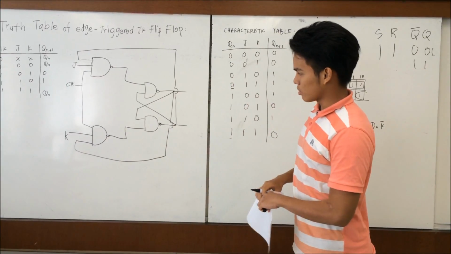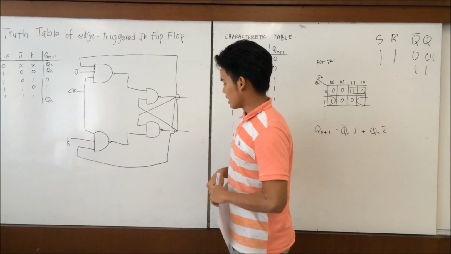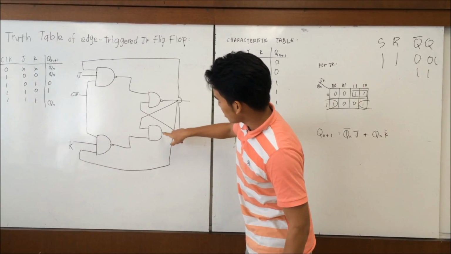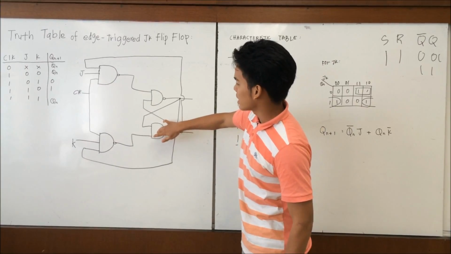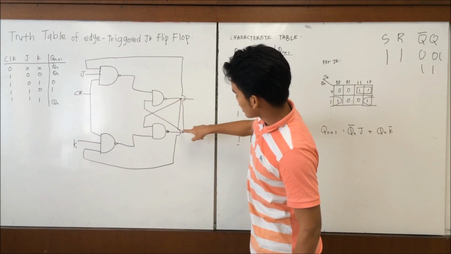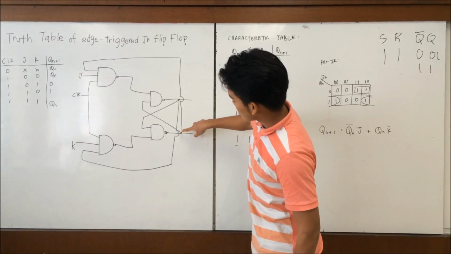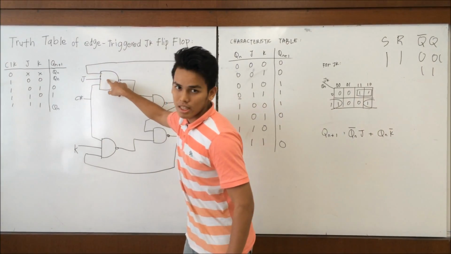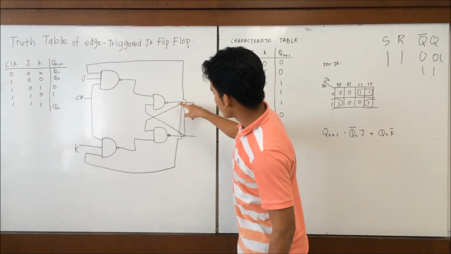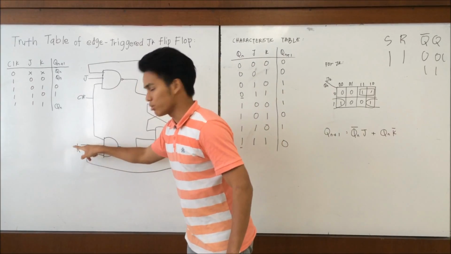Okay, what the flip-flop has done is the looping of the output here in the NAND gate. At the second NAND gate, you can see that the output is looped again to the start of the NAND gate at the J, and the same goes to here. It will loop to K.